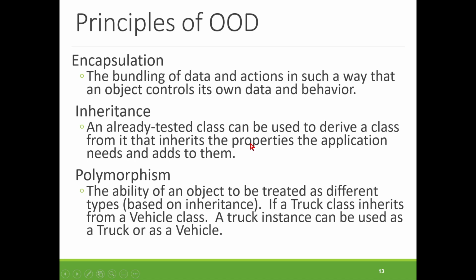Finally, polymorphism is the ability of an object to be treated as different types, and this is based on inheritance. If a truck class inherits from a vehicle class, so a truck class extends vehicle, a truck instance can be used as a truck or as a vehicle. In the example that I was just talking about, if you have a student class and the undergrad class extends it, then an undergrad object can be treated as an undergrad, but it can also be treated as a simple student. And so this is the idea that one object can be treated as having multiple types.